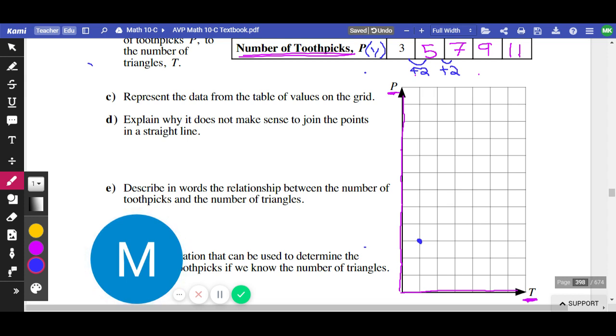Then I do it again. The next point is 2, 5. So for 2 triangles, 2 to the right, I need 5 picks. 1, 2, 3, 4, 5, right there. Then I can do it again. For 3 triangles, 1, 2, 3, it was 7 picks. And then again, and then again. And you'll notice that this linear pattern, where it's going up by the same, when you put it on a Cartesian plane, you can visually see it's a linear pattern. Right? It's going in the exact same path.